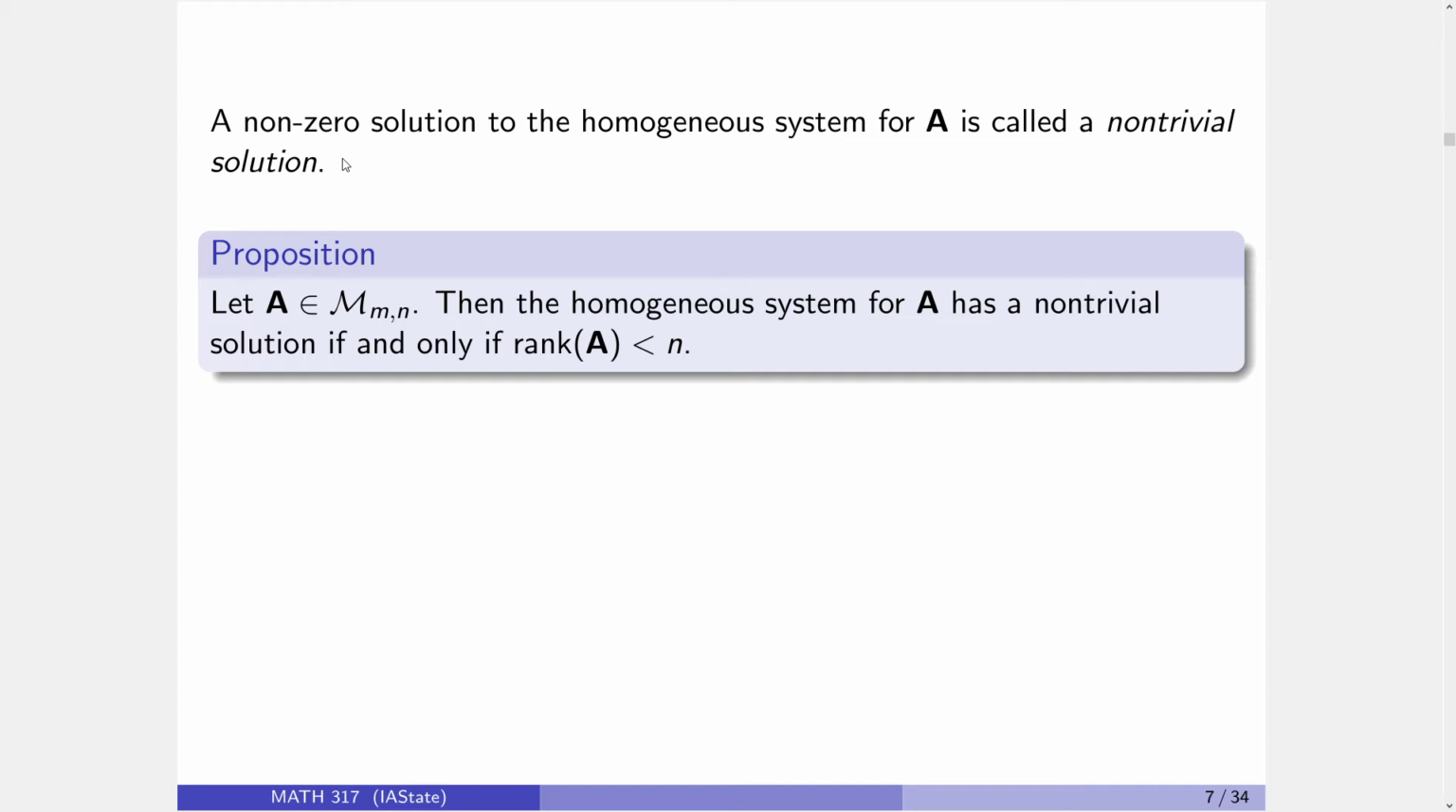So as we will now prove, the only way for such a thing to exist is if the rank is strictly less than n. So in other words, non-trivial solutions exist only when we are not full rank. Excellent. That's pretty cool.